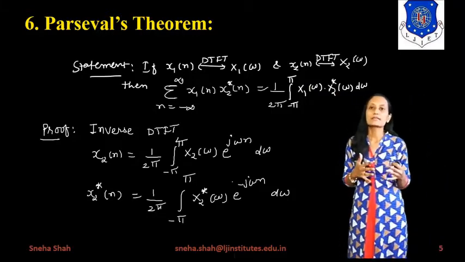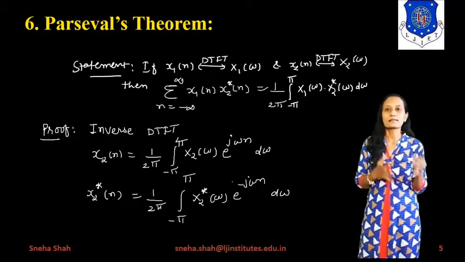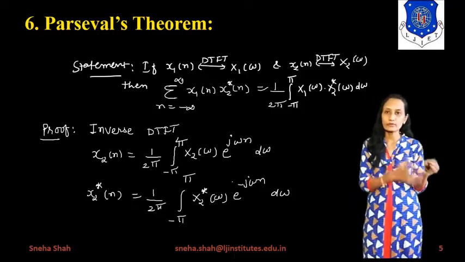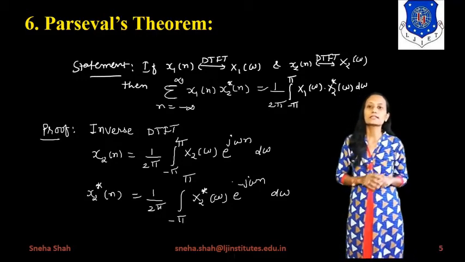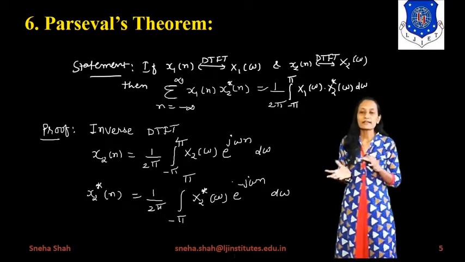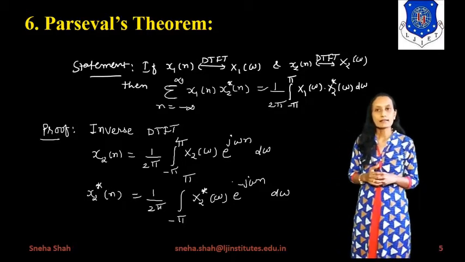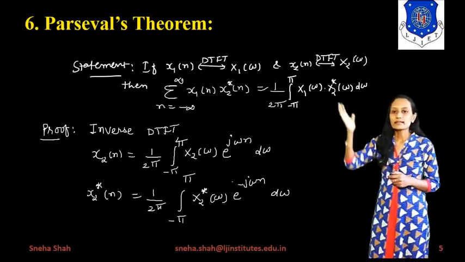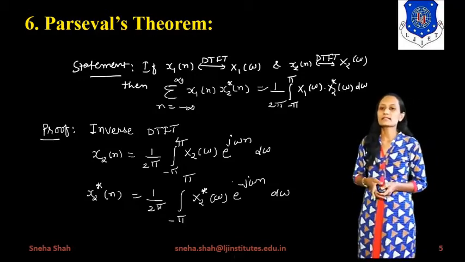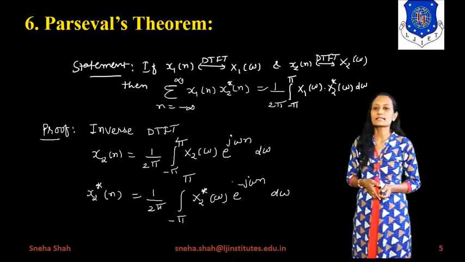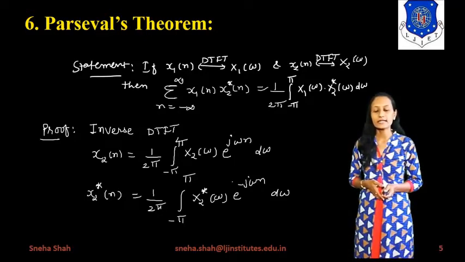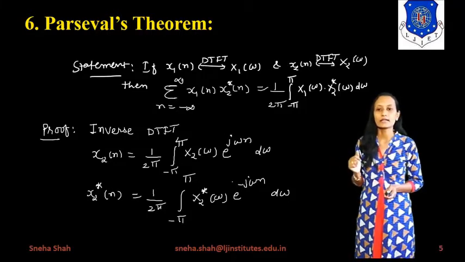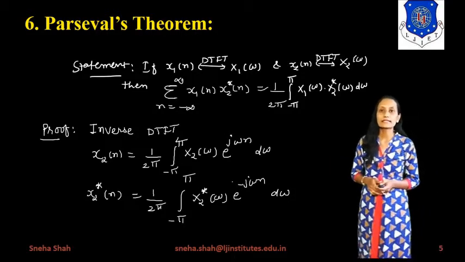The meaning of Parseval's theorem is like this: if we take the summation of the multiplication of two input signals, then the corresponding result will also be the multiplication of the two corresponding DTFT sequences. In the proof of this Parseval's theorem, we will start with the equation of inverse DTFT. Now if we write the value of x2 of n, it is found by taking the inverse DTFT. Now what is the equation of inverse DTFT?